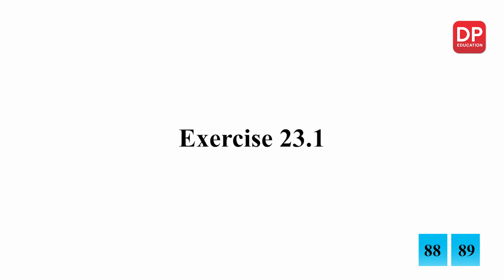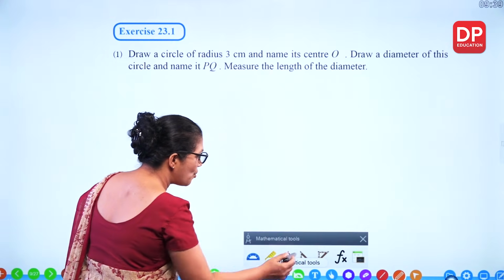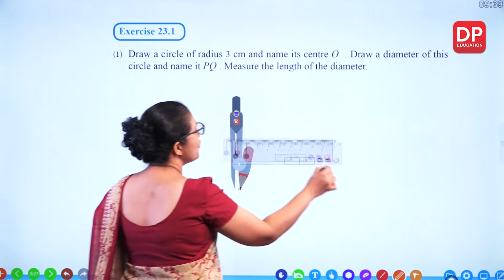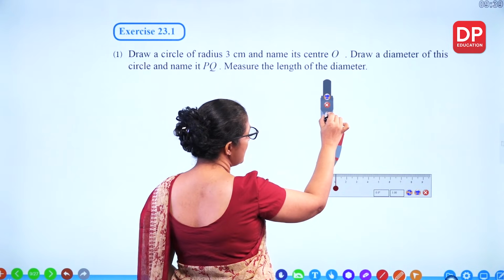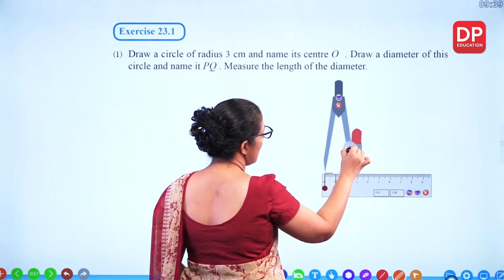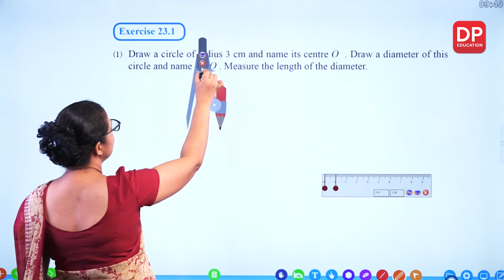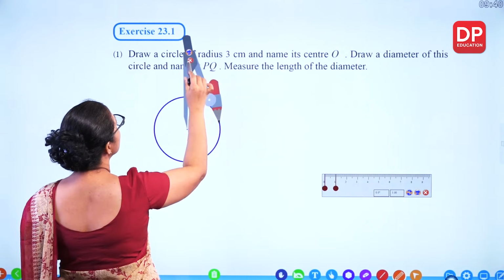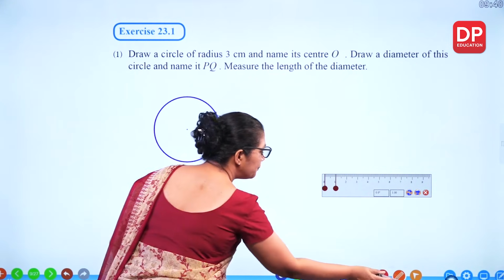Exercise 23.1. Draw a circle of radius 3 centimeters and name its center O. So you need the ruler and the compass. So 3 centimeter is the radius. So you measure 3 centimeters and then you can draw a circle. Name the center as O.